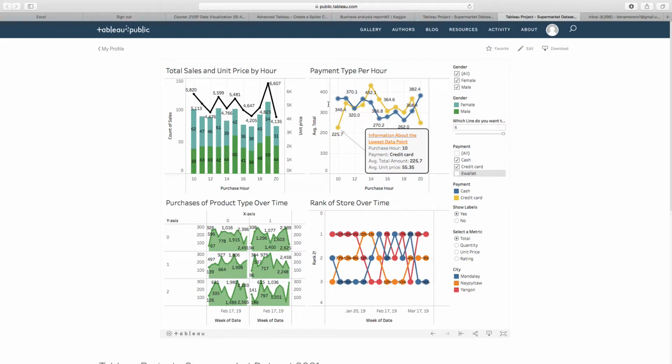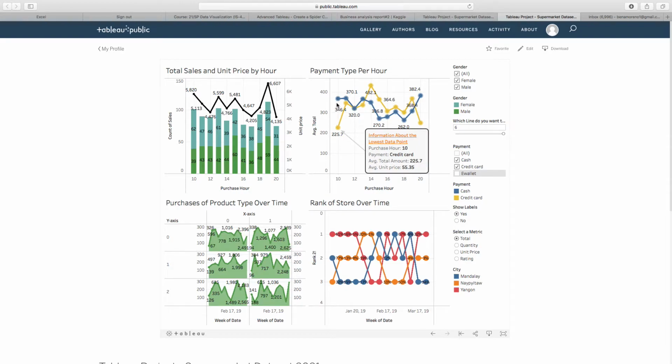The second worksheet shows payment type per hour. So here each line is meant to visualize a different payment type. Cash is in blue, and then credit card is in gold. And some information about our lowest data point on this visualization, it is actually the credit cards used right at opening at 10 a.m. The average total amount at this time is only about $225.